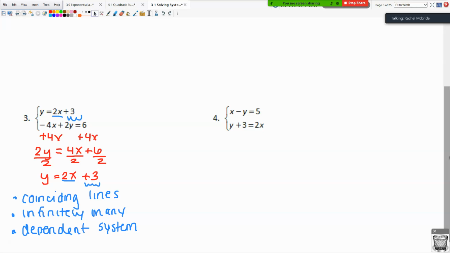Solving for y in example 4. We subtract x from both sides. But that leaves a negative y, so you have to also divide by negative 1. So I get y equals x minus 5.